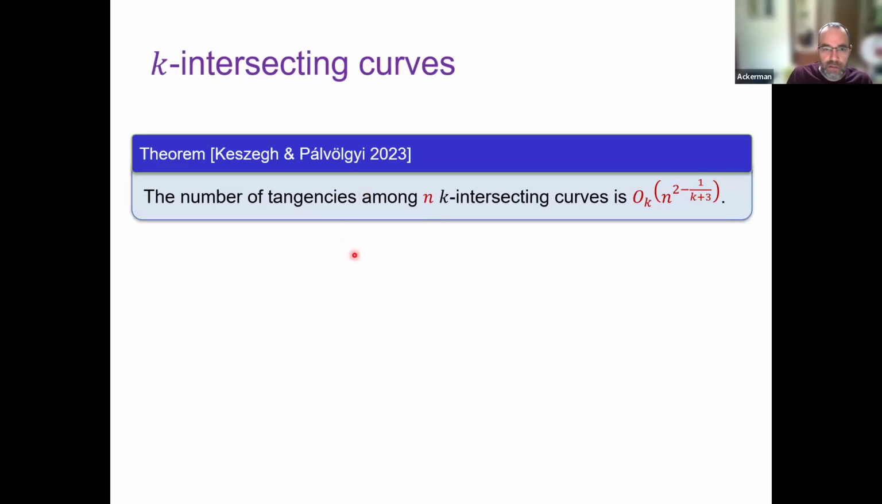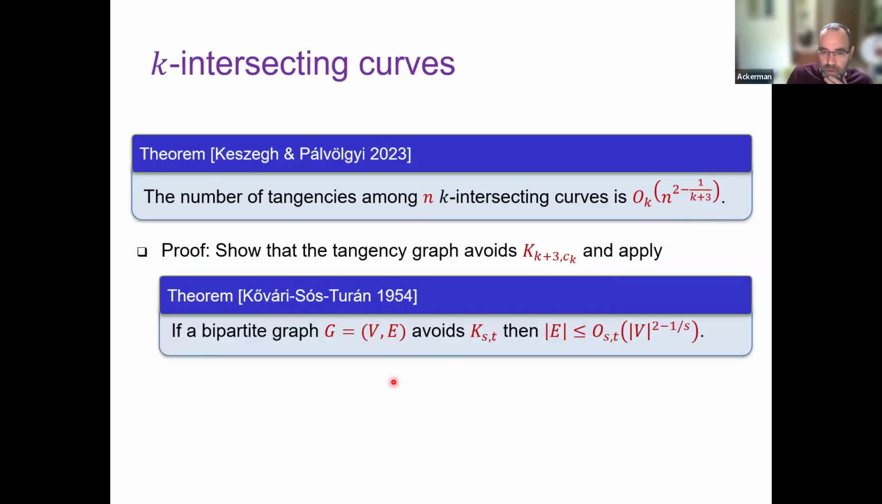We don't assume that the intersection graph is bipartite anymore. And for k-intersecting curves, these are curves such that every two intersect at most k points, we have this general upper bound, again by Kaplan and Sharir, which is n to the power of 2 minus 1 over k plus 3. And as you might expect, the proof is by showing that the tangency graph avoids a certain complete bipartite graph K_{k+3,s}, for some constant s that depends only on k, and then applying the Kővári–Sós–Turán theorem.